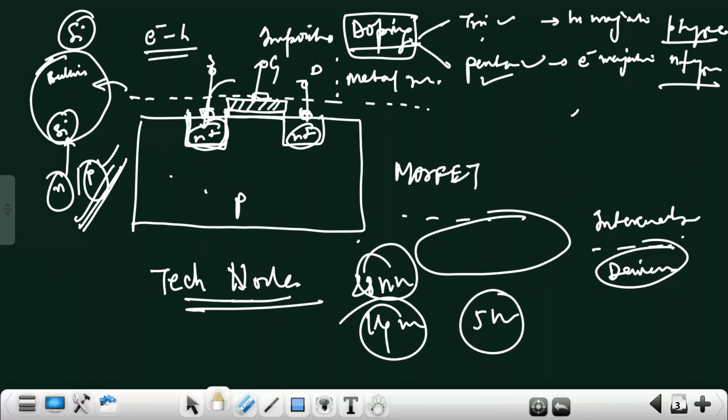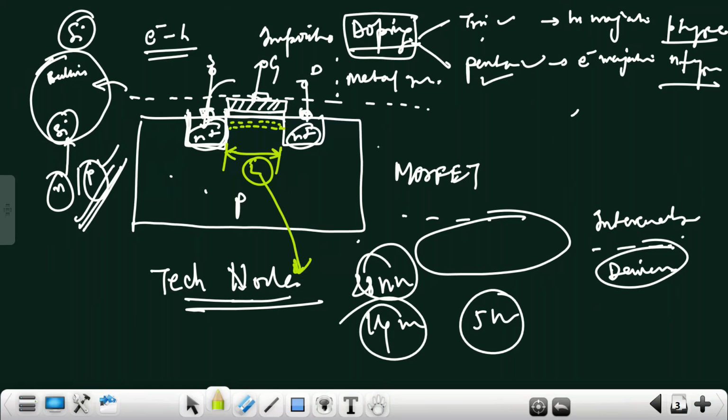Anyone? When we say that, is it the size of the chip? Is it true? No, it is not the size of the chip. It is basically the channel length, right? The channel length of the MOSFET. So this length is nothing but called technology node, the channel length of the MOSFET, right? So you will have the channel here, which is called technology node, right?